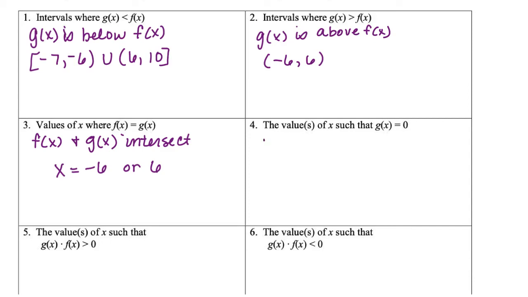Okay, and the next one, the values of x so that g of x equals 0. So that tells me that g of x is on the x-axis. So if g of x is on the x-axis, that's going to occur when x is -7 or when x is 10.